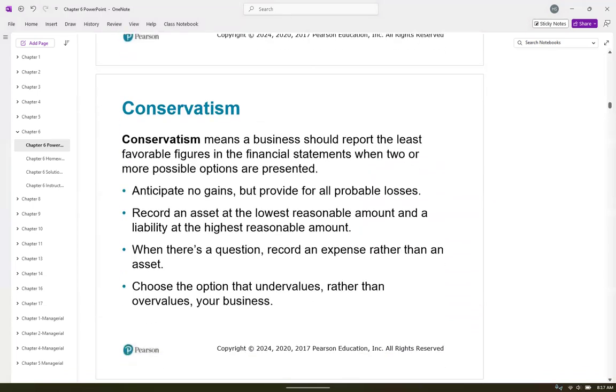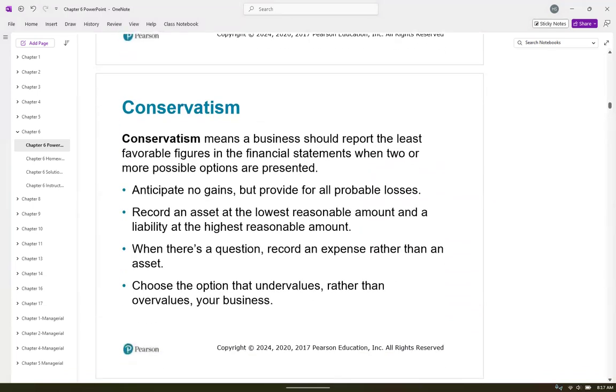Okay. And then conservatism, please do not confuse this with a political affiliation, because that's not what we're talking about here. So in conservatism in the financial statements, we want to always anticipate no gains, but all probable losses. So we're always going to be conservative. Always going to record something as a liability, not going to record the gains that we just anticipate. Okay. We're trying to make the financial statements look like the worst picture possible.